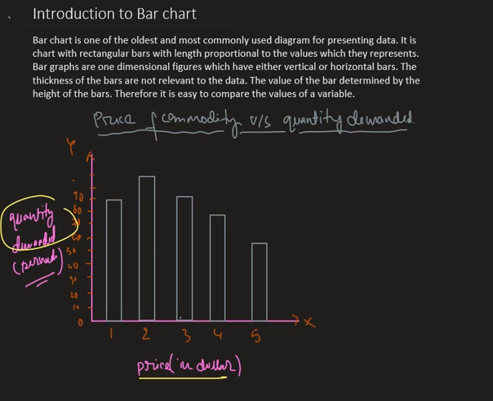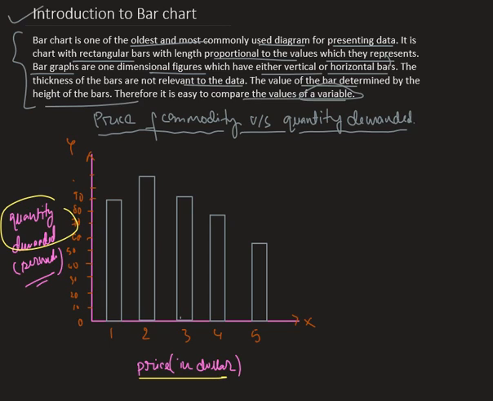Hello, today's topic is Introduction to Bar Chart. Bar chart is one of the oldest and most commonly used diagrams for representing data. It is a chart with rectangular bars with length proportional to the values which they represent, and bar graphs are one-dimensional figures which have either vertical or horizontal bars. The thickness of the bars is not relevant to the data, but the value of the bar is determined by the height of the bars, and therefore it is easy to compare the values of a variable.